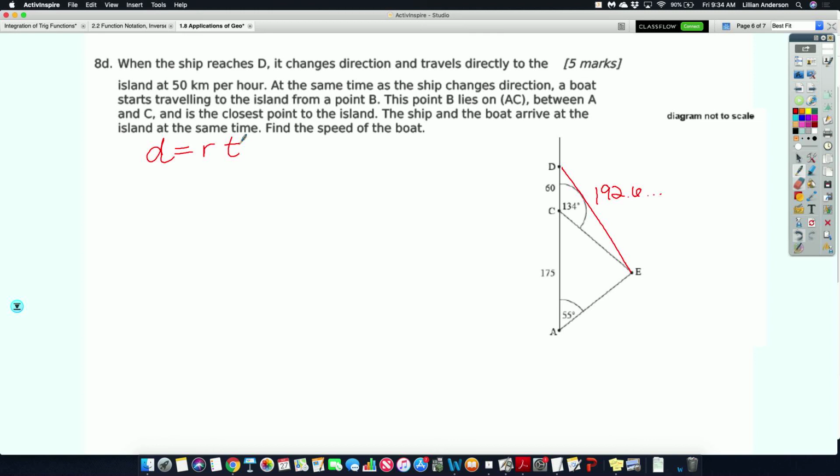So here, we already know how far the first ship traveled to go from D to E, and we also know how fast it was going. So we can figure out how long it took the ship to get from D to E by plugging in what we know. Again, this is from D to E. This is that ship. It traveled 192.6 and some change kilometers. It was traveling 50 kilometers per hour. We just don't know how long it took.